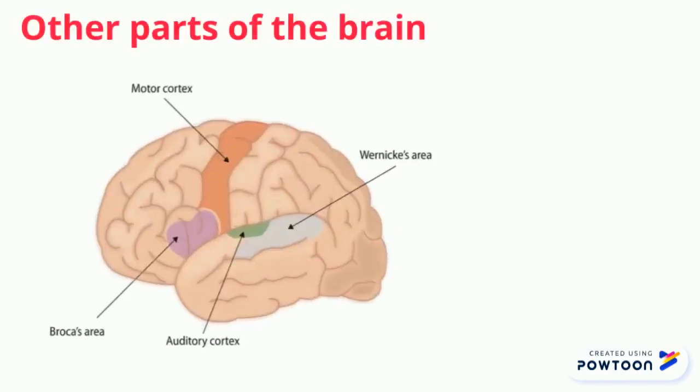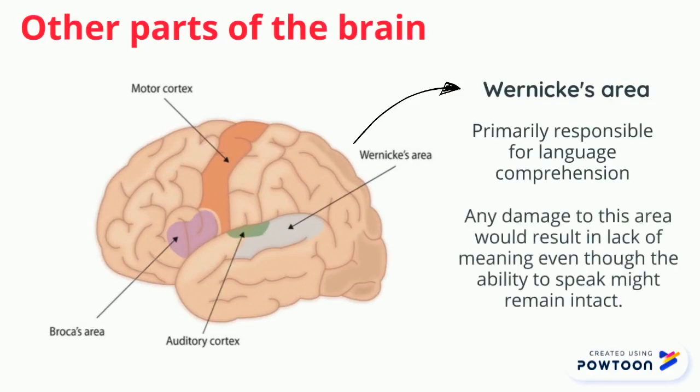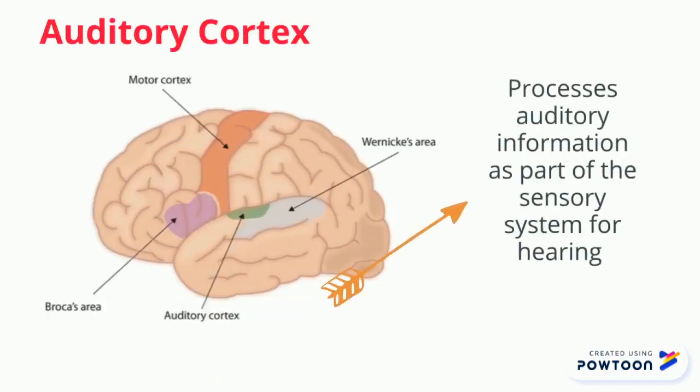Wernicke's area is the region of the brain that is important for language development. It is located in the temporal lobe of the left side of the brain and is responsible for the comprehension of speech. A lesion in this area would result in Wernicke's aphasia, affecting the ability to comprehend and produce both spoken and written communication. The primary auditory cortex processes auditory information as part of the sensory system for hearing, identifying pitch and loudness of sound.